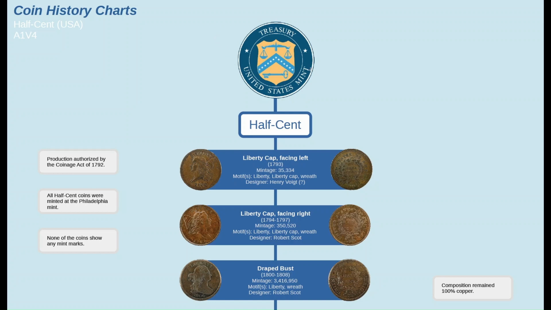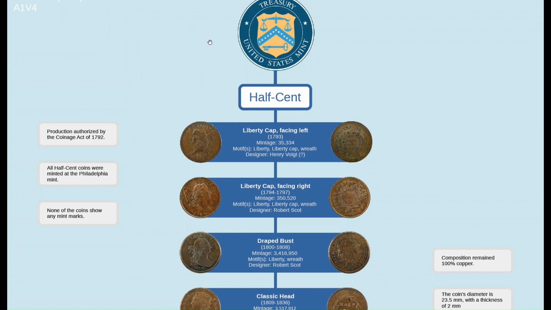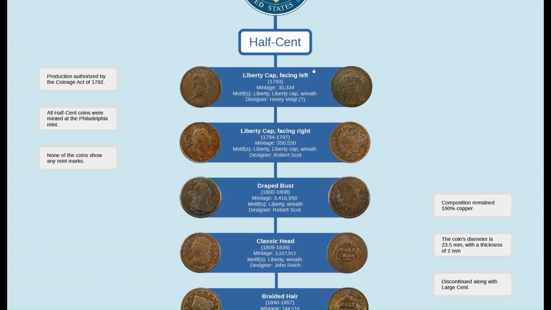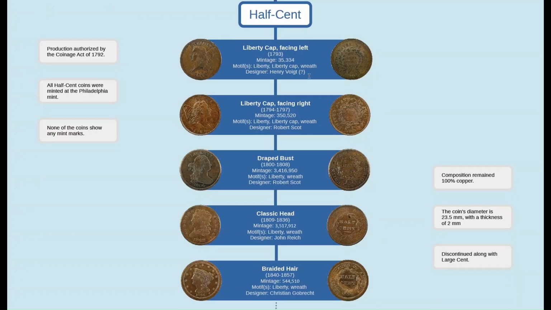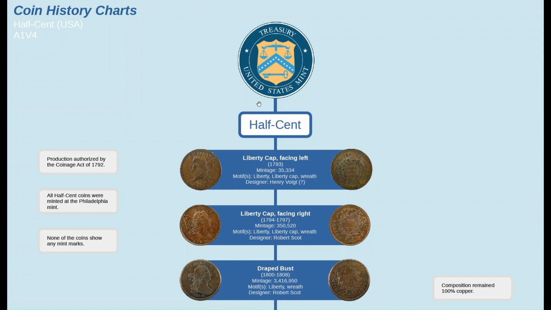So, the half cent. First thing you need to know about it: it was the lowest denomination ever minted by the United States officially. It had a run of about 50 years, a little bit more than that, and throughout that run, it had five different official versions and designs, which I will be going through right now. So we'll start in 1793.